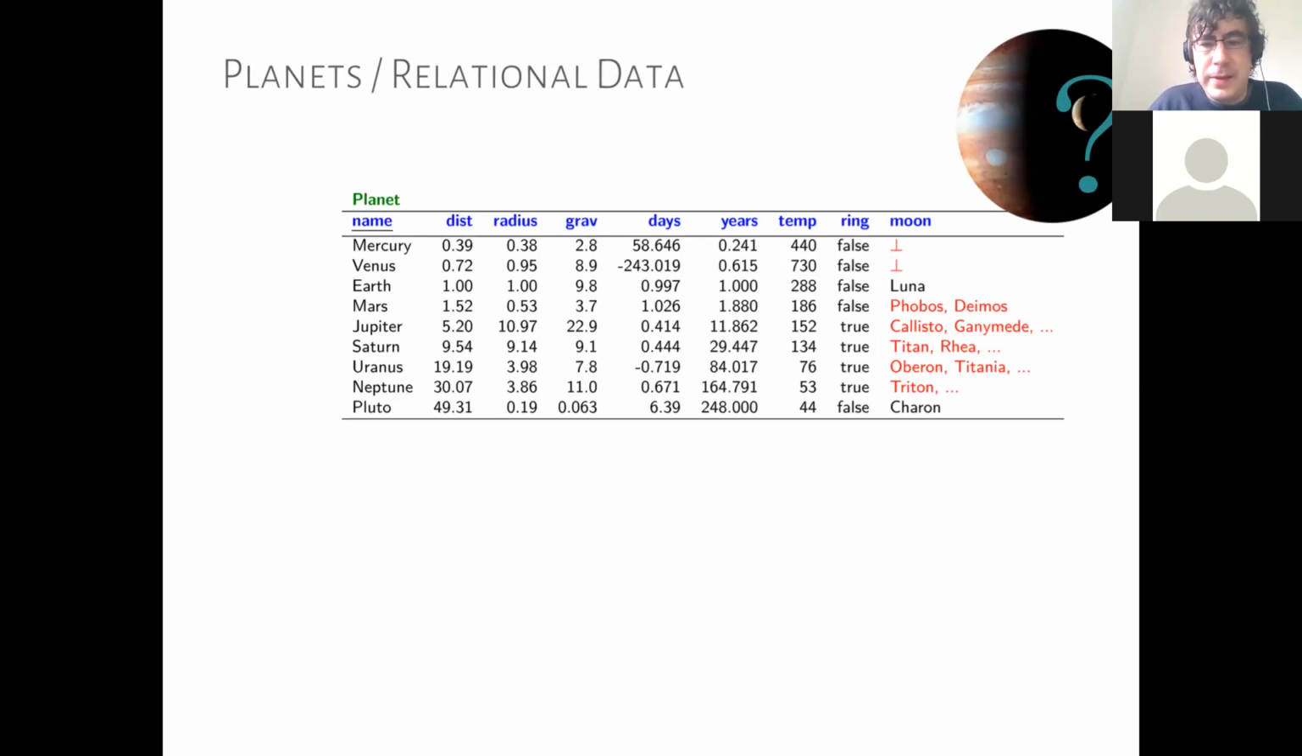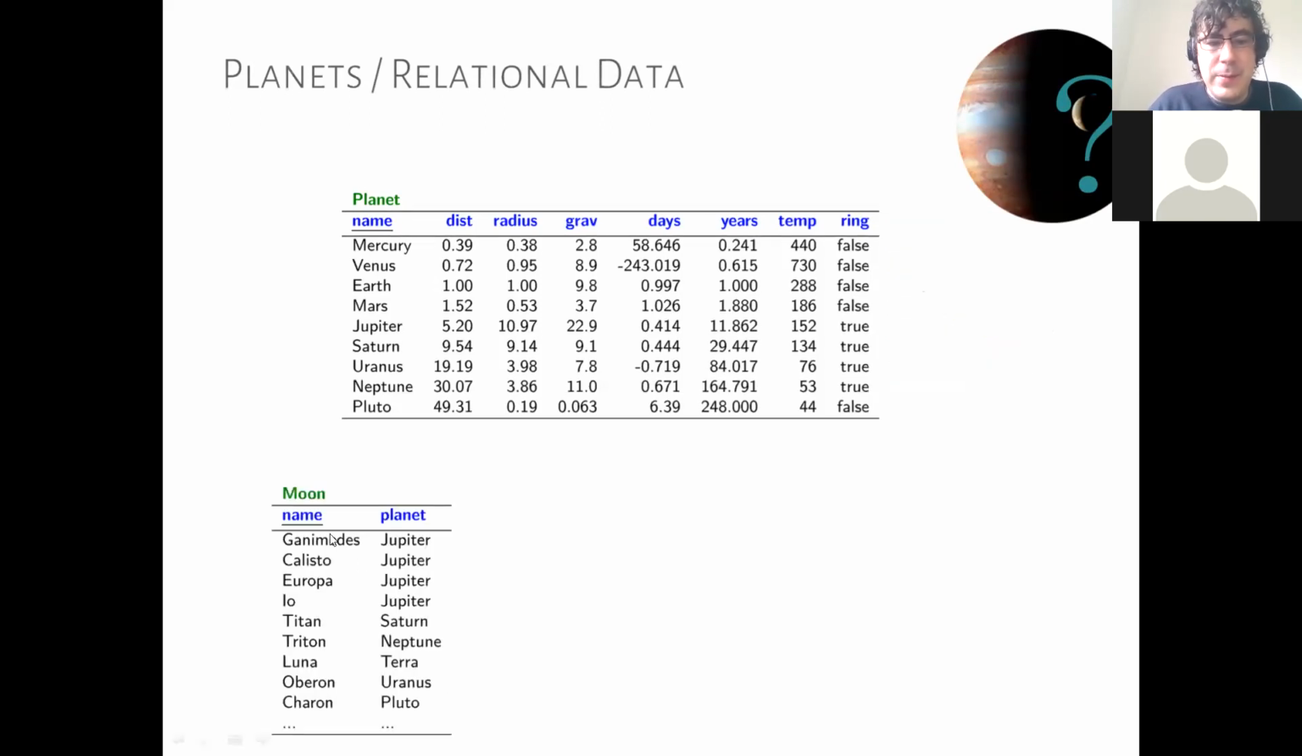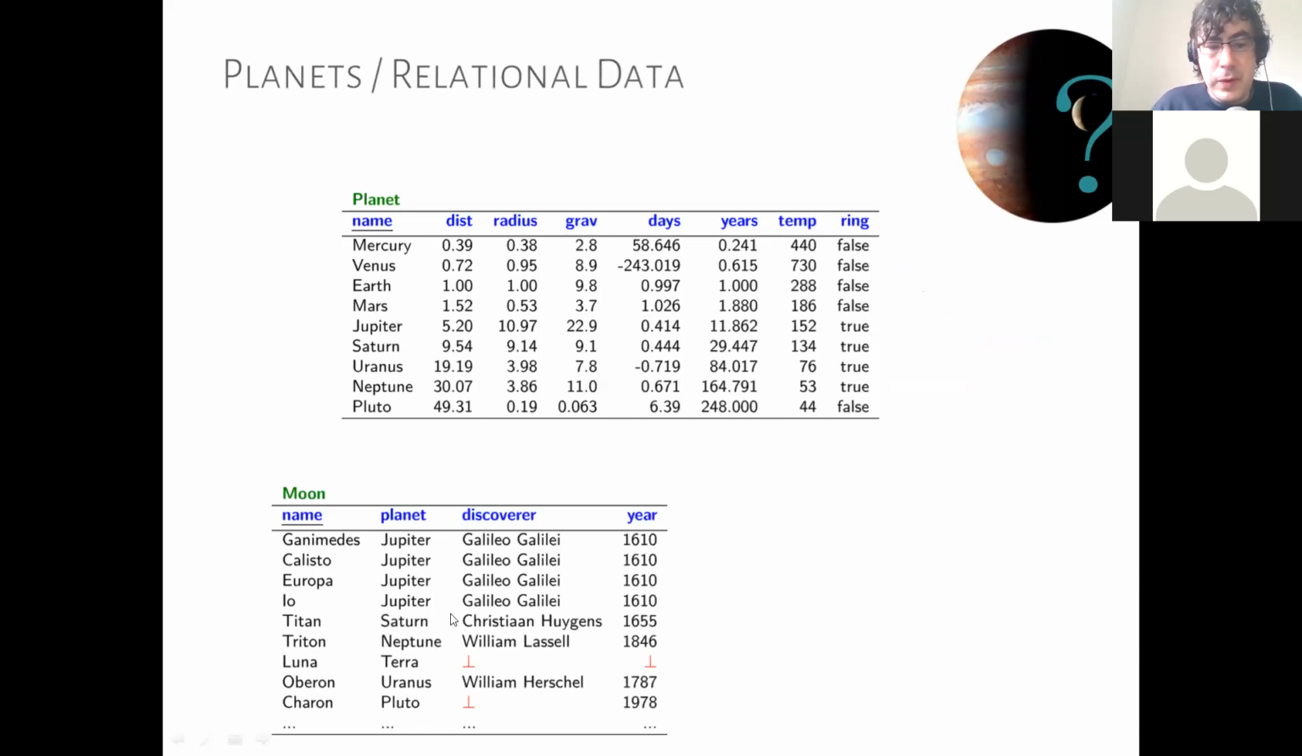We rather define it as a different table, right? And that way we can model different multiplicities. So we can represent planets with no moons, planets with more than one moon, and so forth. So here we have our moon table, name of the moon, and the planet of that moon. Maybe we want to add more information, like who discovered the moon, what year it was discovered.